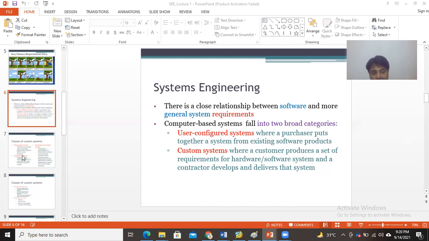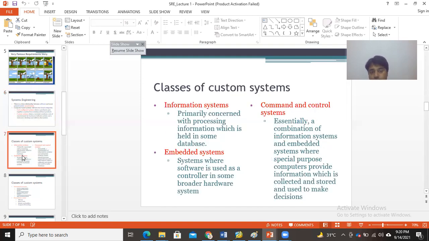Now there are different classes of custom computer systems. Primarily we talk about custom systems because in custom systems we have requirements coming from the customer. When we divide the custom systems, these are the following classes. The first one is information system, the second one is embedded system, and the third one is command and control system. Information systems are primarily concerned with processing information held in a particular database.